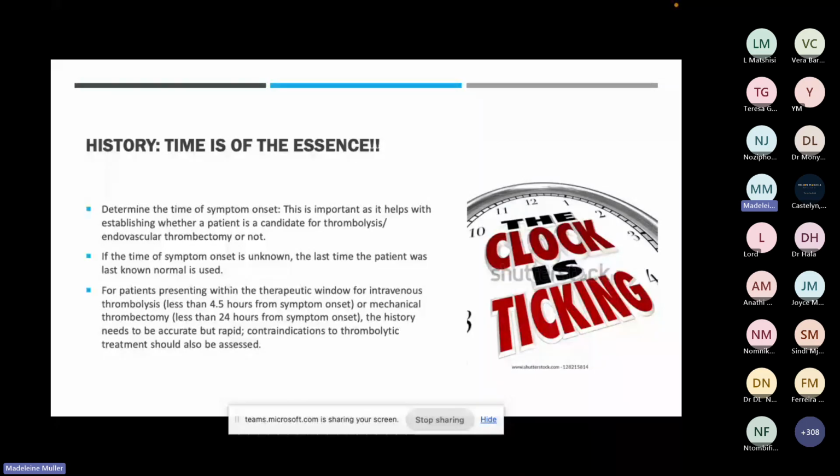So you need to determine the time of symptom onset. This is important as it helps with establishing whether a patient is a candidate for thrombolysis or endovascular thrombectomy. If the time of the symptom onset is unknown, the last time the patient was known to be well or normal is used. For patients presenting within the therapeutic window of intravenous thrombolysis, which is less than 4.5 hours of symptom onset, or mechanical thrombectomy, which is less than 24 hours from symptom onset, the history needs to be accurate but rapid. Contraindications to thrombolytic treatment should also be assessed.